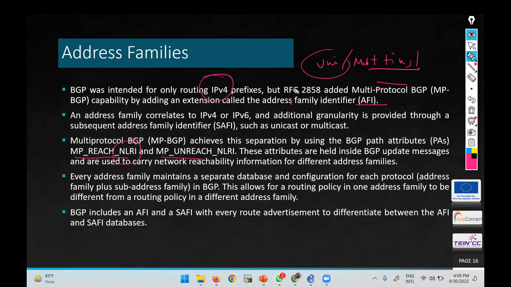We also have the subsequent address family, like unicast and multicast, as I said. What we just need to remember here is that before 2858, we had only BGP that could carry IPv4 prefixes. After the RFC update in 2858, it uses another address family identifier, or AFI, that can carry IPv4, IPv6, and other subsequent address family identifiers. Most important is that MP_REACH_NLRI and MP_UNREACH_NLRI are included in the BGP messages for sending the prefix length and the prefixes to its neighbors. Makes sense, guys?